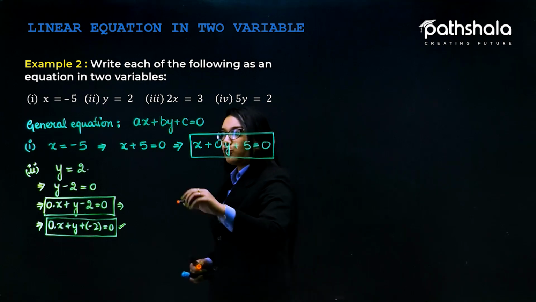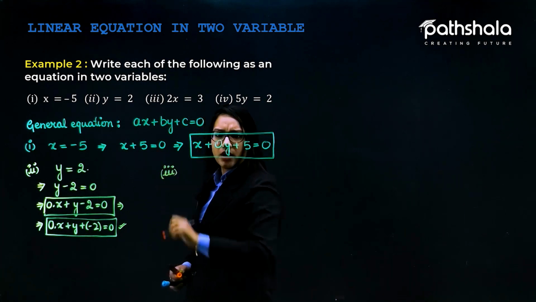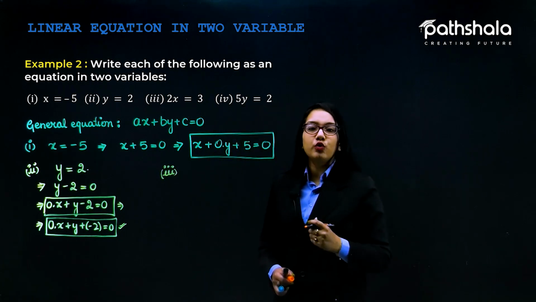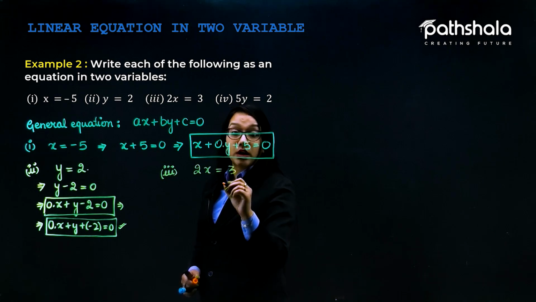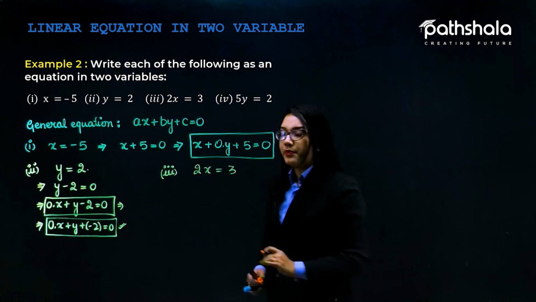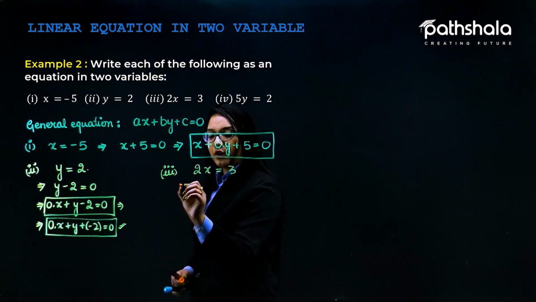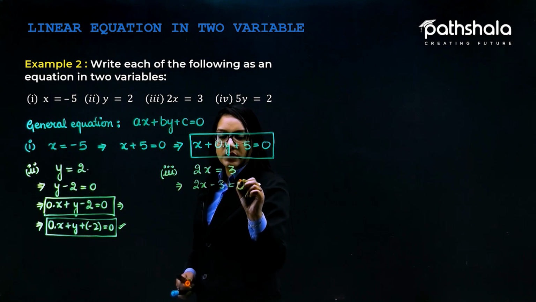Let's move on to the third part. The third part is 2x is equal to 3, sorry, not y. It is 2x is equal to 3. First of all, we transpose 3 to the other side. So we can write it as 2x minus 3 is equal to 0.